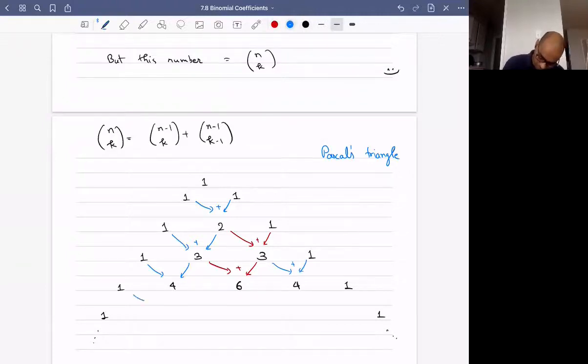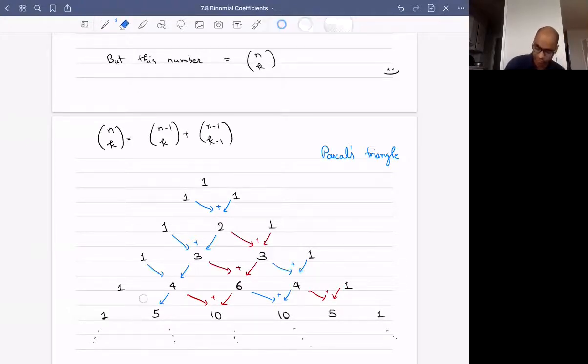And then I'll do this, and this gives me 5, 10, 10, 5, and so on. So the triangle keeps on growing. It's an infinitely long triangle. So all I'm doing is I take two terms, I add them, and I put the sum below them in the middle. And I do this for every adjacent pair of numbers. So that's how you form Pascal's triangle.